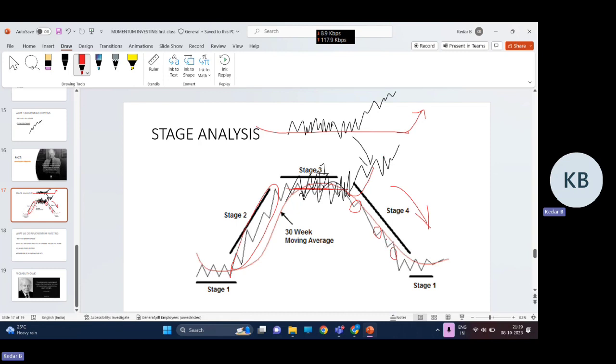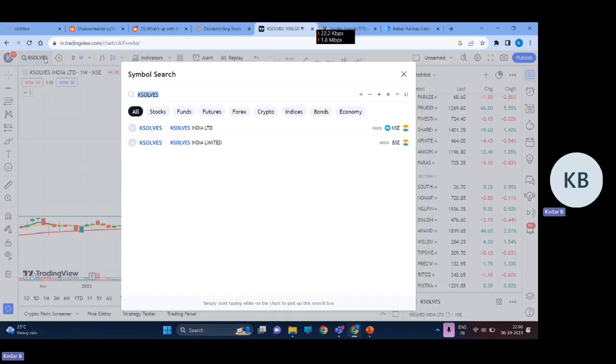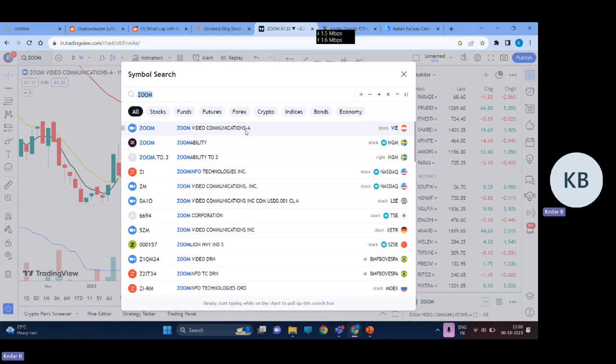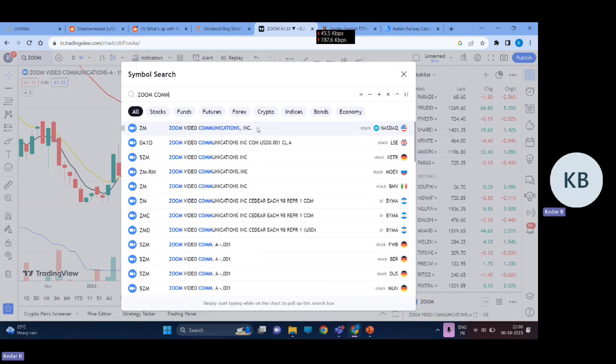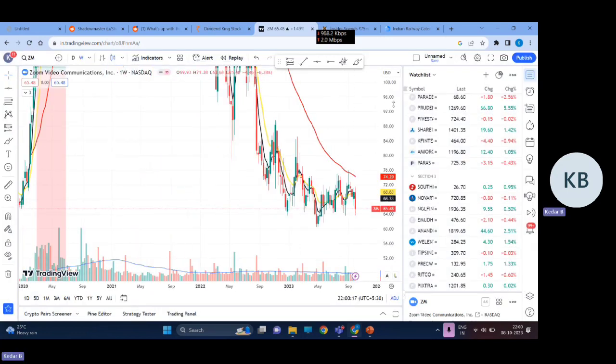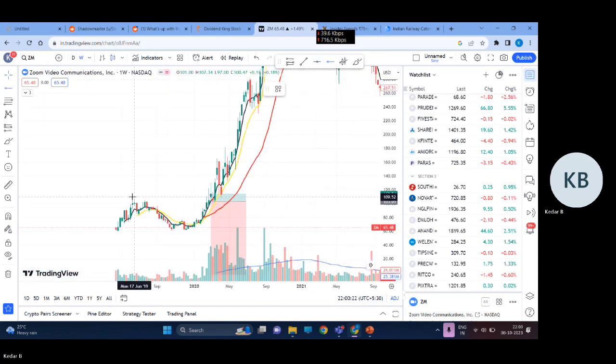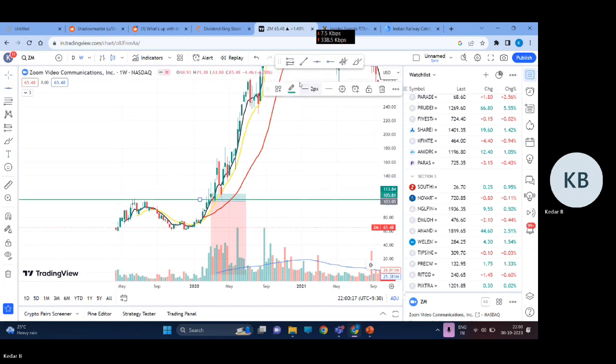I'll show you a live example. This is a very important concept. This is Zoom Communications, Nasdaq. This one has perfectly followed stage analysis. Look here.